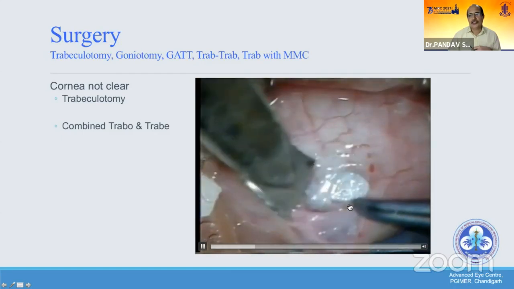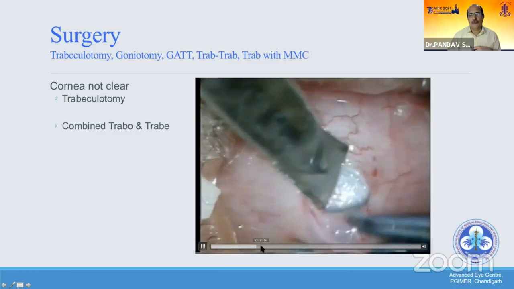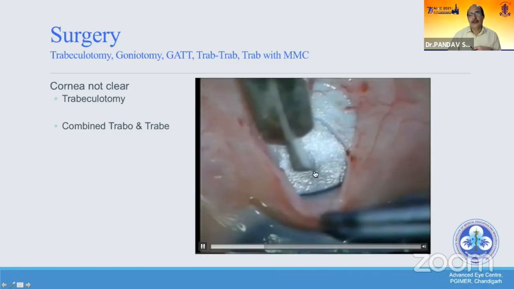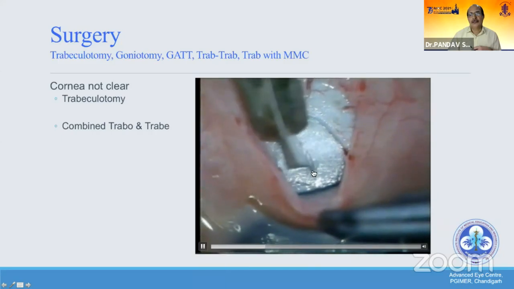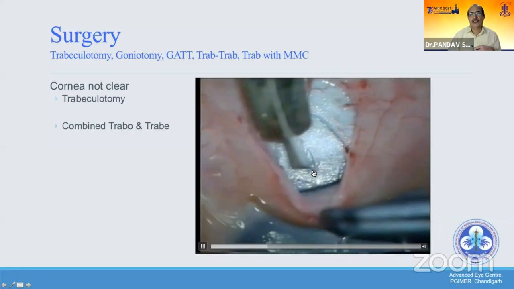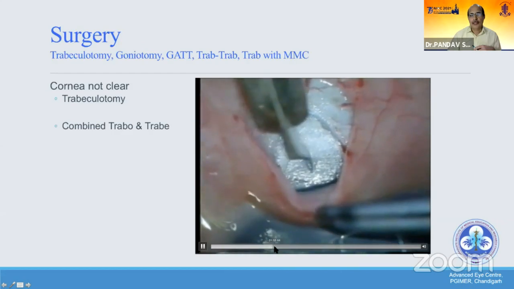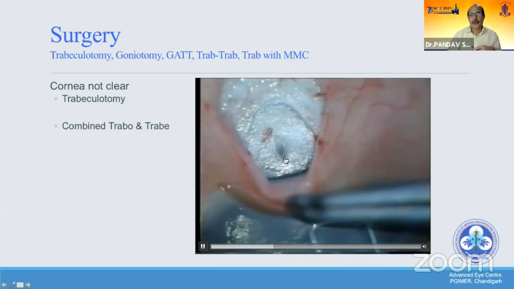So there's a junction of the gray and the white zone. And once you are there, you carefully make a radial cut, so dissect and identify the Schlemm's canal there. And when you reach the Schlemm's canal, some fluid will start oozing through that, like you can see some fluid is coming now.